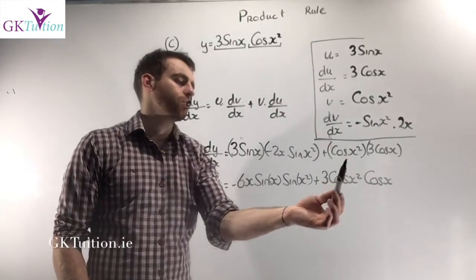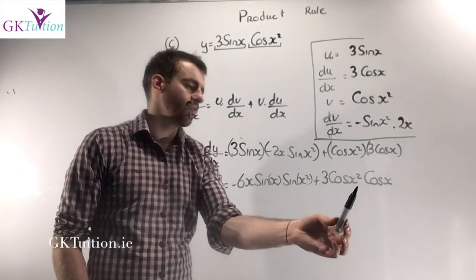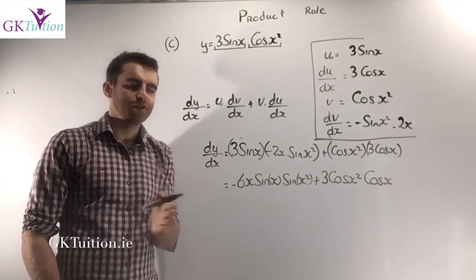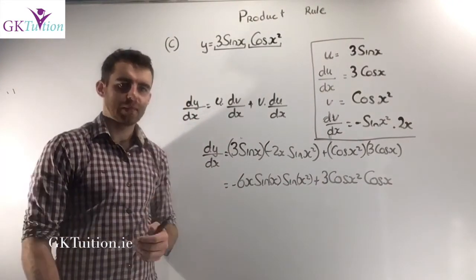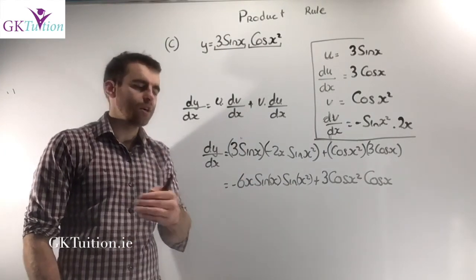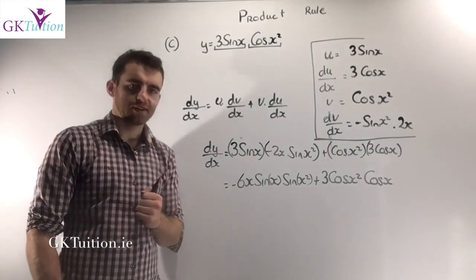Same thing goes here. I just put the 3 in front and I have cos of x squared by the cos of x. And that's as far as I can simplify that one, so that's our final answer. And now, if they asked you, you could factorize out a common factor here of 3, but in this case, let's just leave it like that.